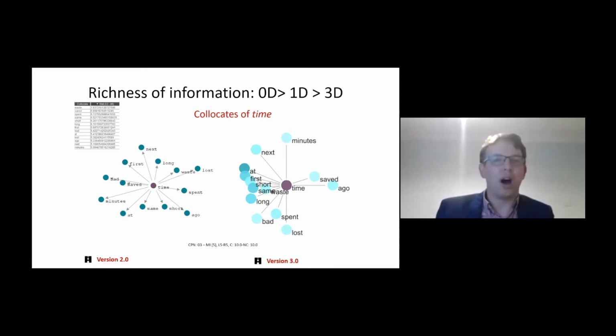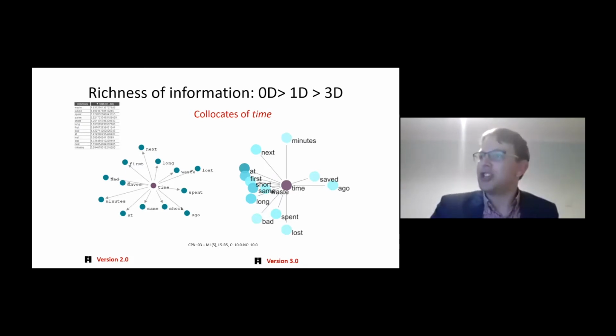The third dimension in the graph is the positionality of the collocates. We know that some collocates appear predominantly before the node, and some collocates appear predominantly after the node, and some appear sometimes before, sometimes after. In this graph, the position of the collocates reflects the exact position of the collocate in text. So we know that, for instance, first, short, same, at precede time, whereas ago follows time in expressions like some time ago. So again, this gives us more insight into the data, and arguably this is a richer representation of the collocational relationship.